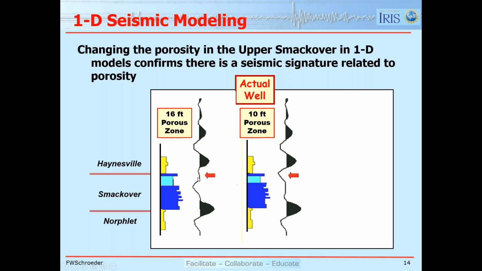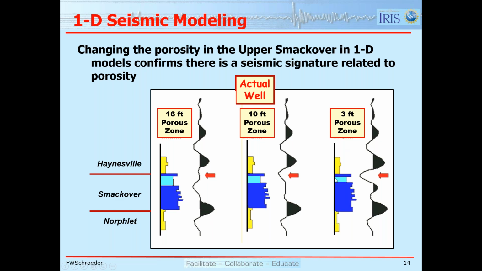And you can see that the trough has changed in its shape. And then I could also say, well, what if it was thinner? What would happen if instead of 10 feet of porous zone, I only have 3 feet of porosity? And you can see that, again, the shape of that trough is different. In this case, with just 3 feet, we actually get an intervening peak that we don't see when it's 10 feet, and we certainly don't see when it's 16 feet.